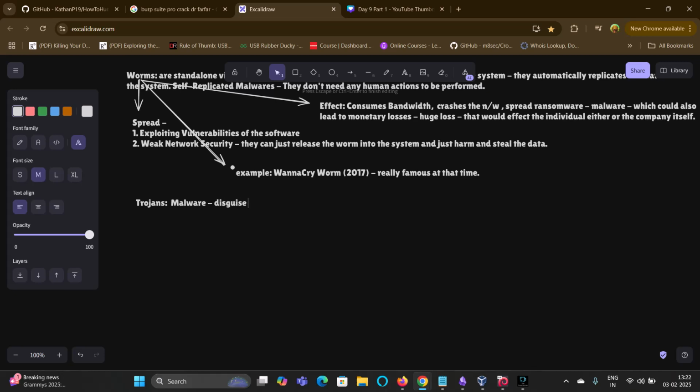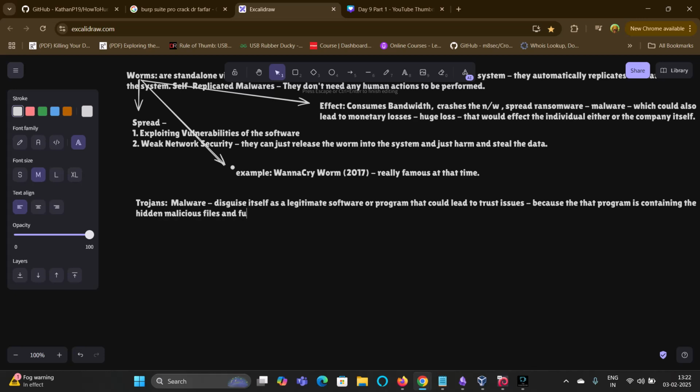It disguises itself as legitimate software or a program. As I already told you, it would disguise itself, meaning to pretend to be legitimate. A Trojan pretends to be legitimate software or a program, but it contains hidden malicious files and functions that could lead to trust issues. So I guess this is clear, and you guys have understood what a Trojan basically does.